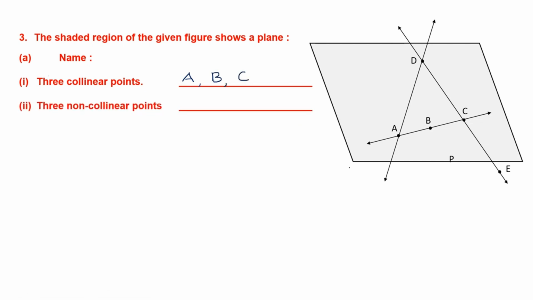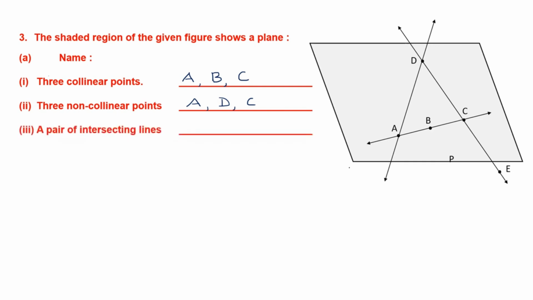3 non-collinear points. Non-collinear means points that don't lie on the same straight line. So I can say A, D, C, or I can say A, D, B, or A, B, E. I can take any 3 which are not on the same straight line. So let me write down A, take D as another point, and I can take C or B or E, any of these as the third one.